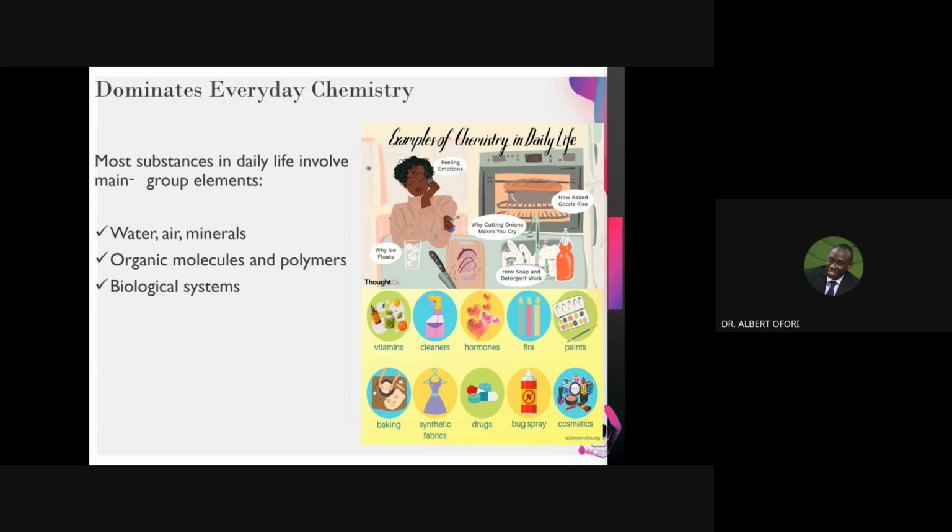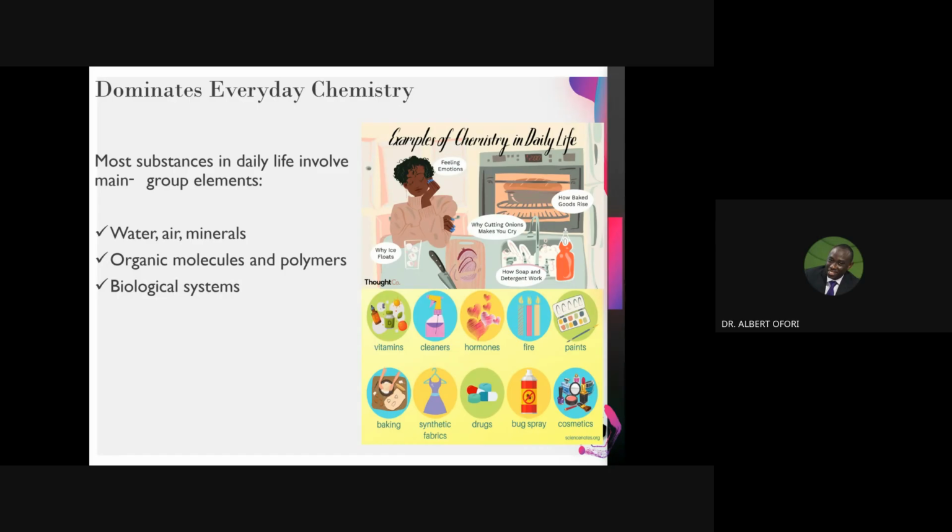It can also dominate in physical. So physical chemistry just basically applies mathematics to chemistry. And then for analytical chemistry, we are analyzing substances. And so these substances are mostly the main group substances. So you can just imagine that if I say it's going to be dominating, you get to understand what I mean. So all aspects of life, from water to air to minerals to organic to biological systems, we can have these main group elements available.